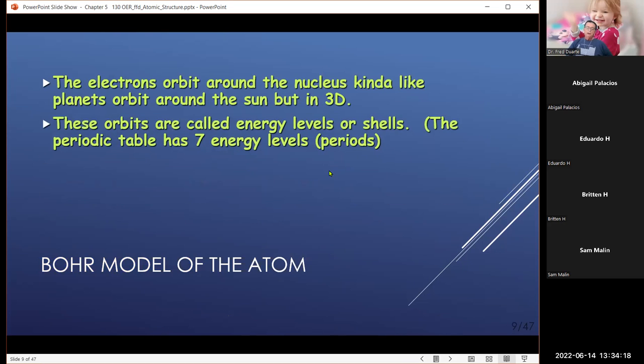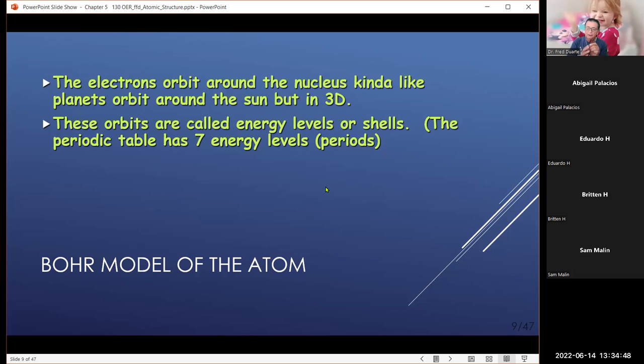All right. Now, these orbits that I just described, in the periodic table there are 7 of them. They're called energy levels or shells. I prefer the term energy level because that's what they are. I think of shells, I think of oysters for some reason. So if shells work for you, then go for it. Don't let me stop you. However you want to call them, that's fine. But you've got 7 energy levels.